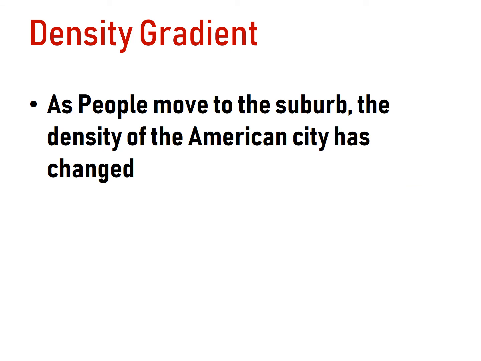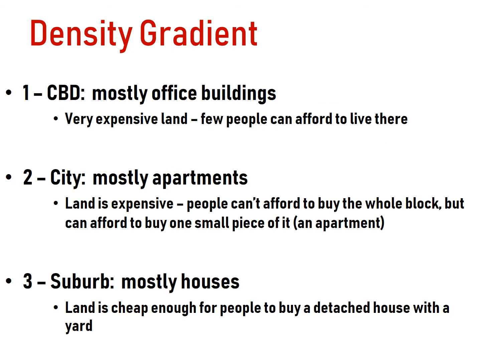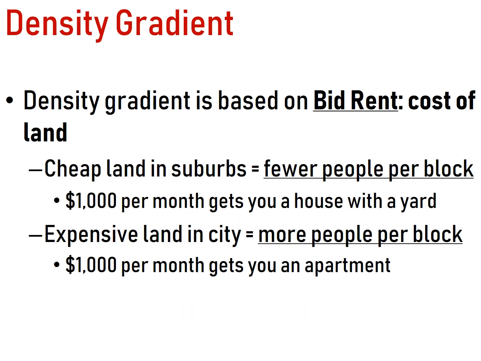As people are moving out to the suburbs, the density of American cities has changed. Before, everybody used to live near the central business district, but now this has changed to where no one really wants to live in the central business district, and most of us live in the suburbs. But we're not talking about total population, we're talking about density. So the density gradient is based on bid rent.